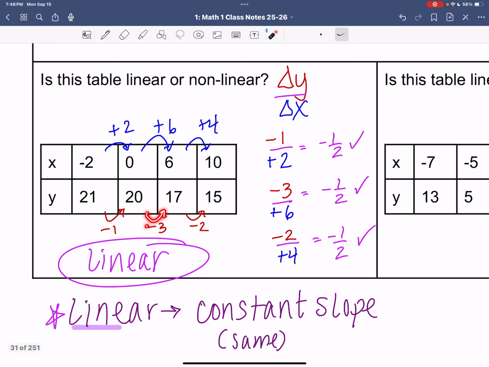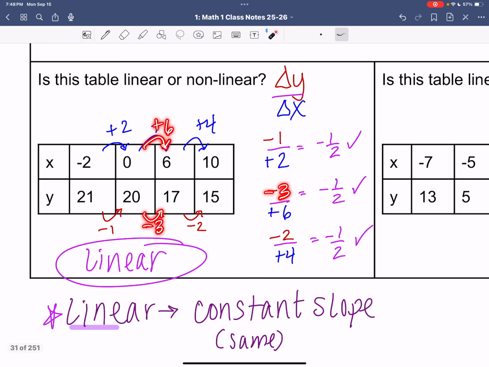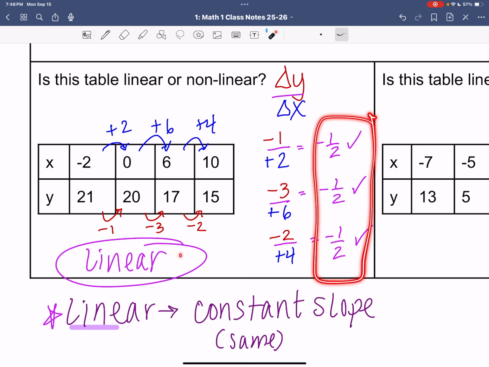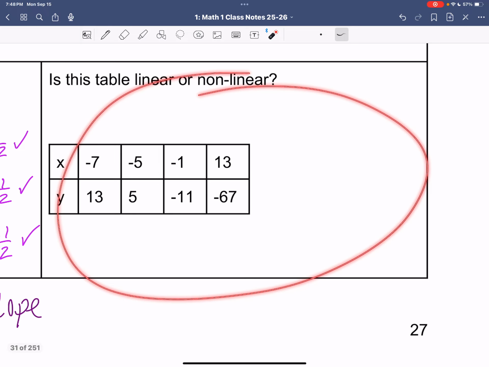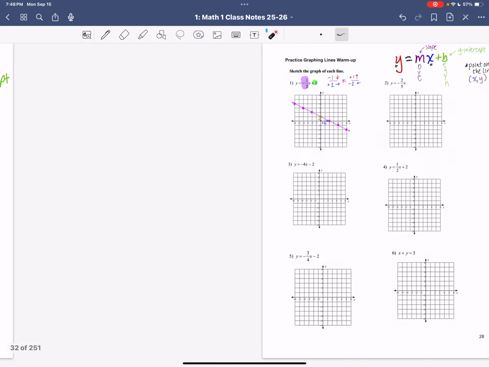So I'm going to go negative 3 over positive 6. Well, that also simplifies to negative 1/2. So far so good. And then let's go here, negative 2. So we're decreasing by 2, and that is increasing by 4. So negative 2 over positive 4 is also negative 1/2. So since we all have the same slope, it is linear. So I want you to go through and determine if this is linear or nonlinear.